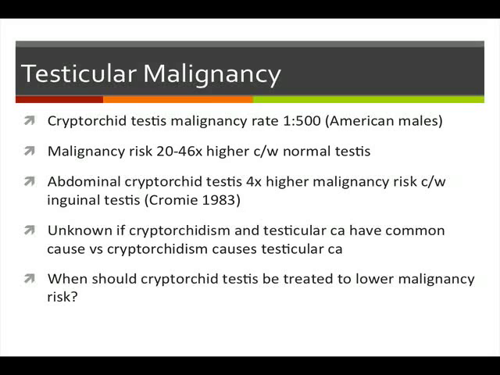In terms of malignancy, the malignancy rate for cryptorchid testes is stated to be about 1 in 500, and this malignancy risk is actually a lot higher compared to normal testes. Within that group, abdominal cryptorchid testes are at even higher malignancy risk. Right now it's unknown whether it's because there's an association between cryptorchidism and testicular cancer that they share in common, or if there's actually a cause between cryptorchidism leading to higher risk of testicular cancer. So that begs the question of when should these cryptorchid testes be treated to lower the malignancy risk?